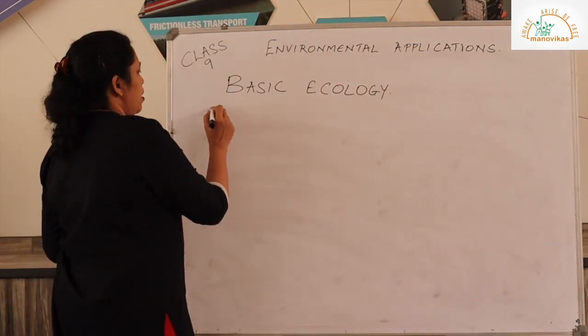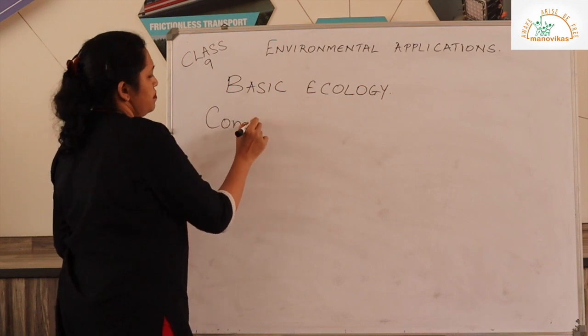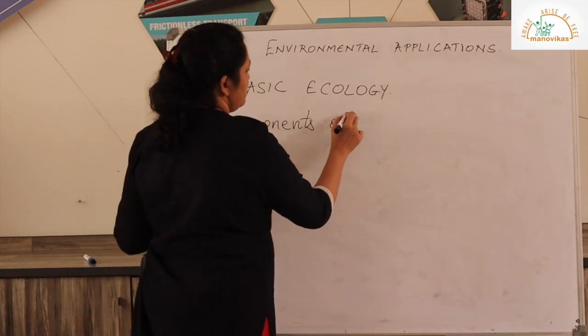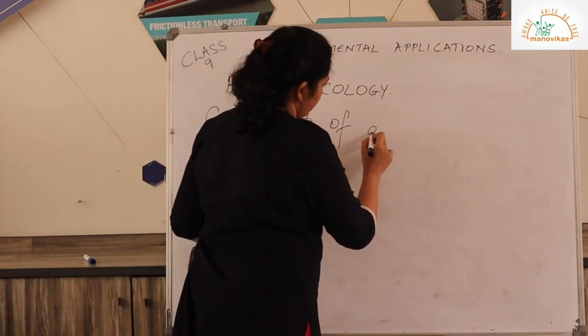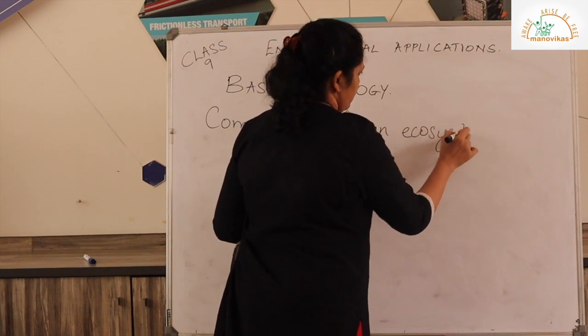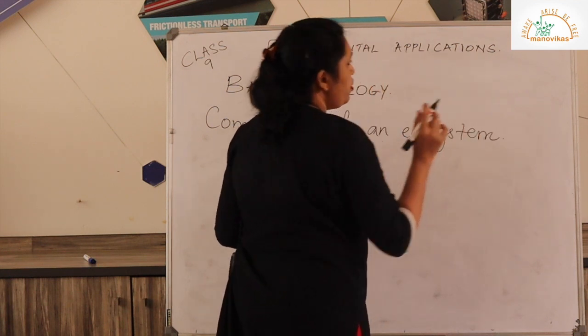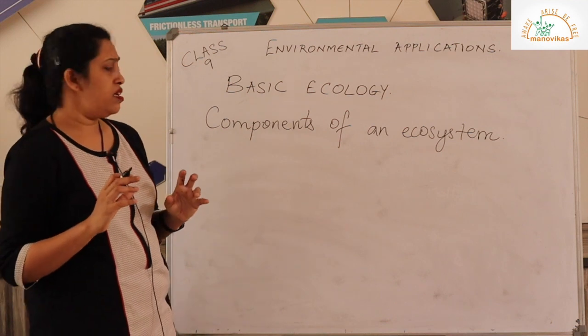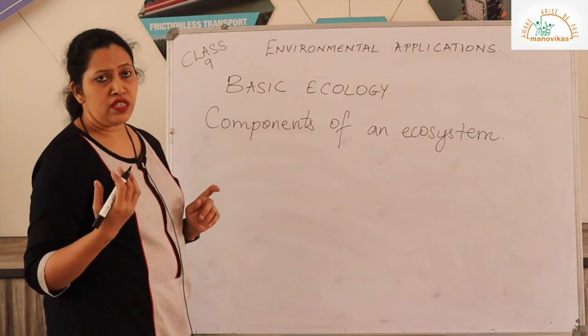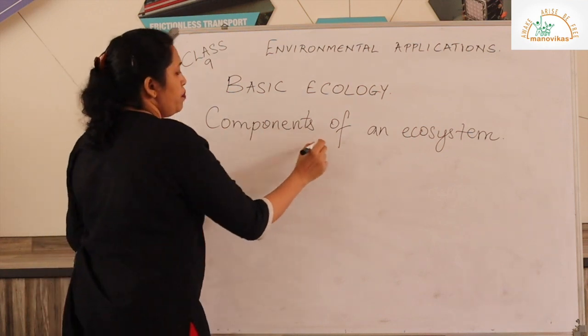These are called components of the ecosystem. What makes up the ecosystem? One thing is there are non-living things and the living things. So we have two types of components.